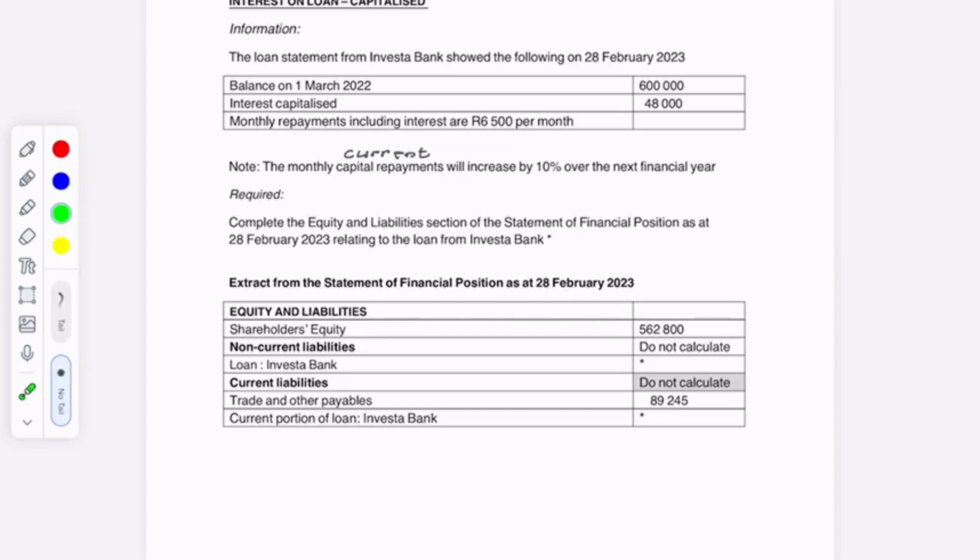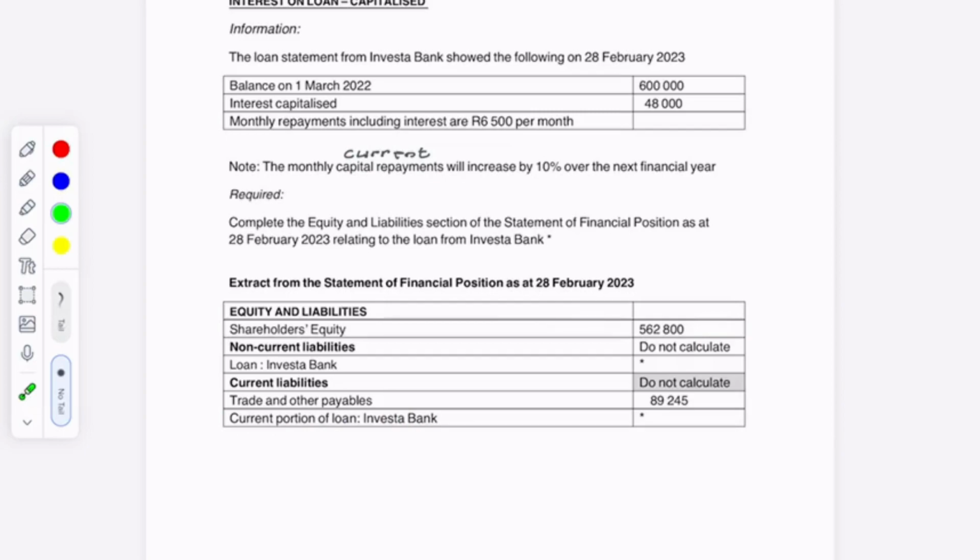What we are required to do is to complete the equity and liability section of the Statement of Financial Position as at the end of the year relating to the loan from Investor Bank. So here we've got the equity and liabilities. Under non-current liabilities, we've got to show the long-term portion, and under current liabilities, we're going to show the current portion. Just as an aside, this current portion of loan could have been included under your trade and other payables note, or it can be shown separately as I've done it here on the face of the balance sheet.